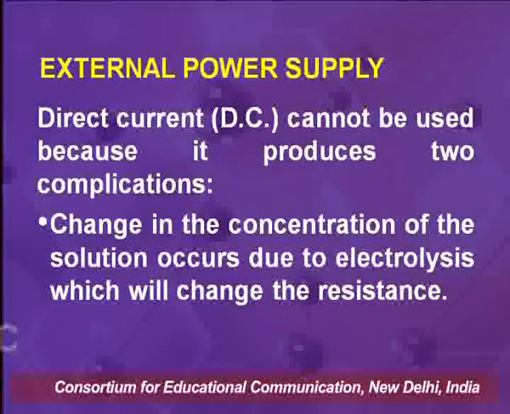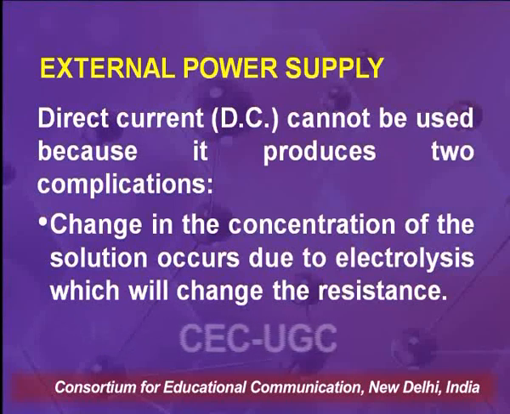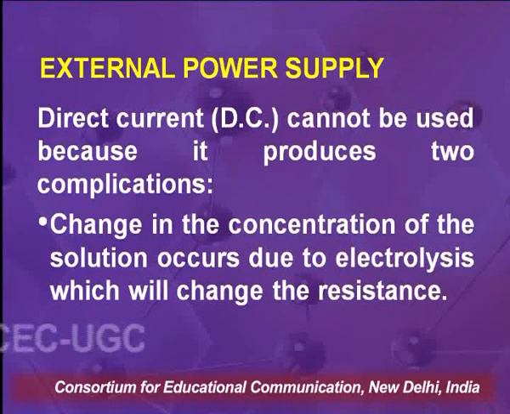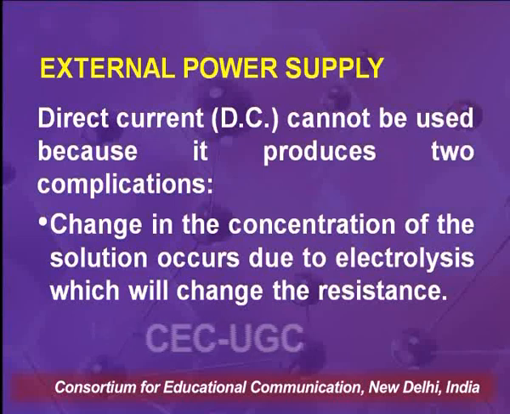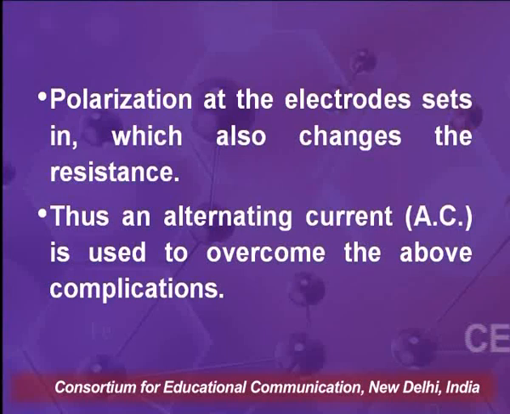The external power supply which we use cannot be a direct current because it produces two complications. It causes the change in the concentration of the solution due to electrolysis, which will change the resistance. Polarization at the electrode sets in, which also changes the resistance. Thus, it is important to use an alternating current source to overcome the above complications.